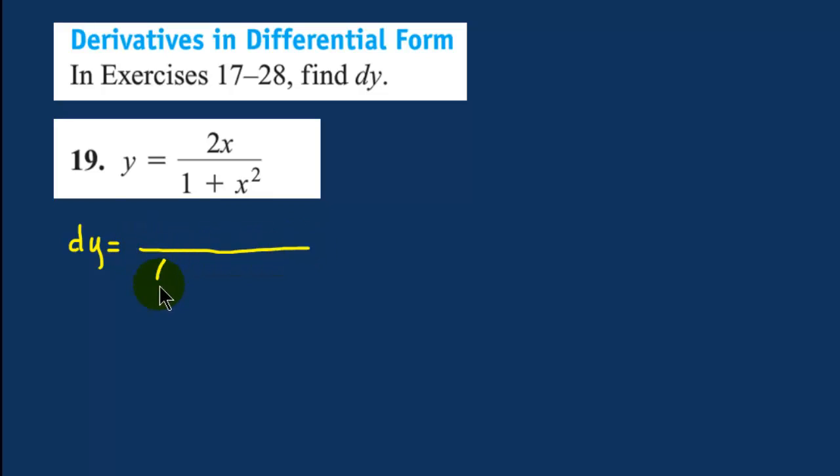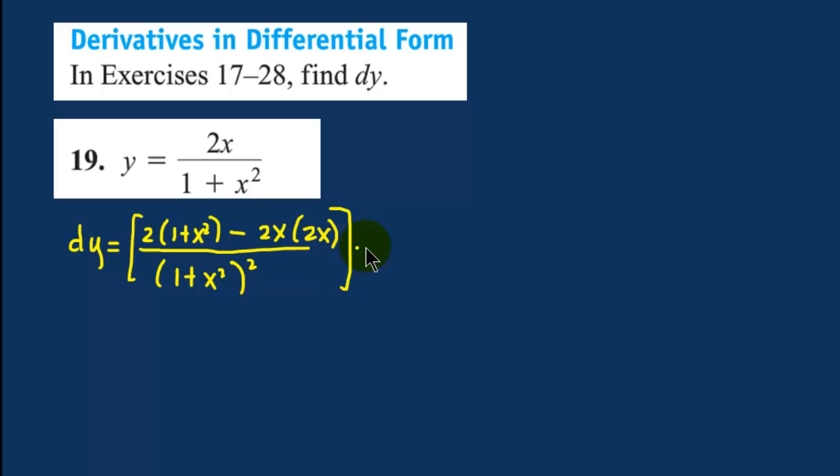So take the square of the bottom, 1 plus x squared, whole thing squared. Now we're taking the derivative of the expression that's on the top. The derivative of 2x is 2, multiplied by whatever is in the denominator, which is 1 plus x squared. Now minus 2x times the derivative of what's in the denominator, which is 2x. And then this whole thing that we differentiated will be multiplied by dx.